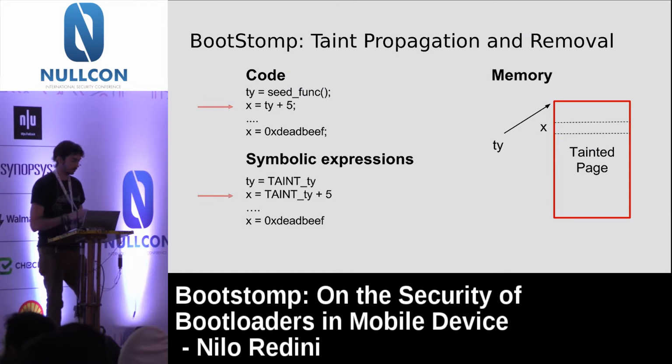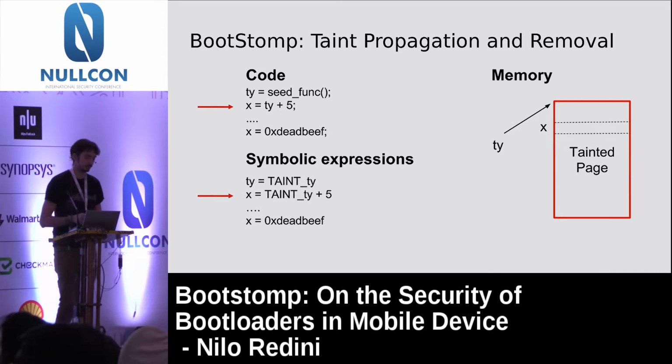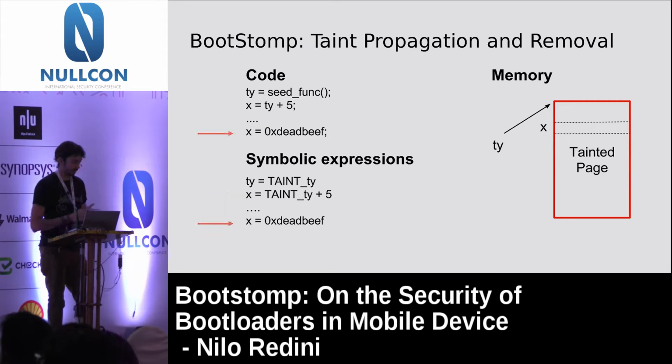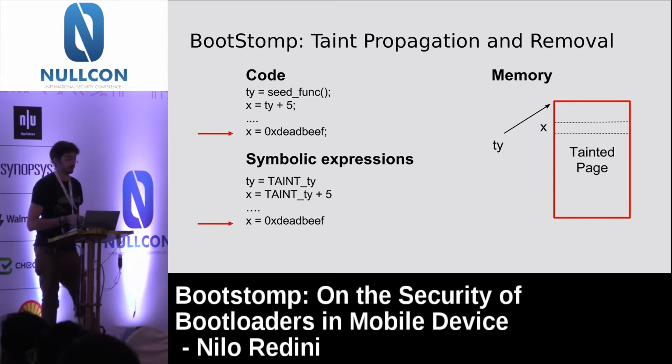Let's assume that later in the code, ty plus 5 gets assigned to a new variable called x. In this case, in the symbolic world, this means that the new variable x gets the value taint_ty plus 5. And this is an example of how the taint is propagated. Finally, let's assume that somewhere in the code, the variable x gets some constant value 0xbeef. In this case, again, in the symbolic world, it means that the symbolic variable x will get the constant value 0xbeef. And this is how the taint is removed.